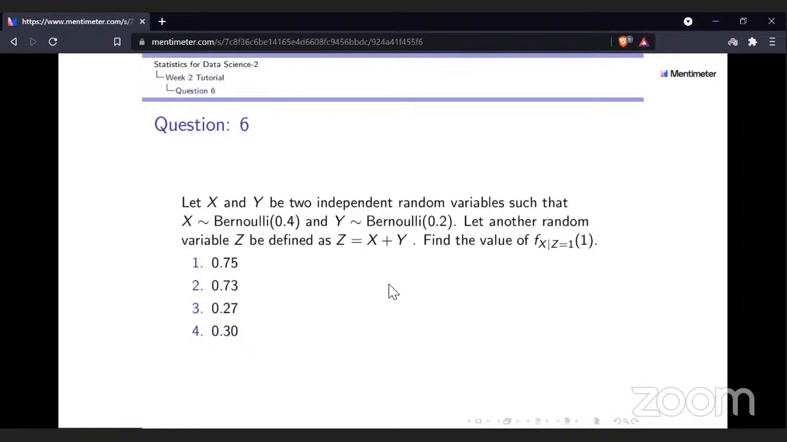We are given to find f of X given Z equals 1 of 1. So we can write it as P(X equals 1 and Z equals 1) by P of Z equals 1. We found earlier that P of Z equals 1 is 0.44, and P(X equals 1 and Z equals 1) is possible when 0.4 into 0.8. So 0.4 into 0.8 by 0.44 gives us 0.73.